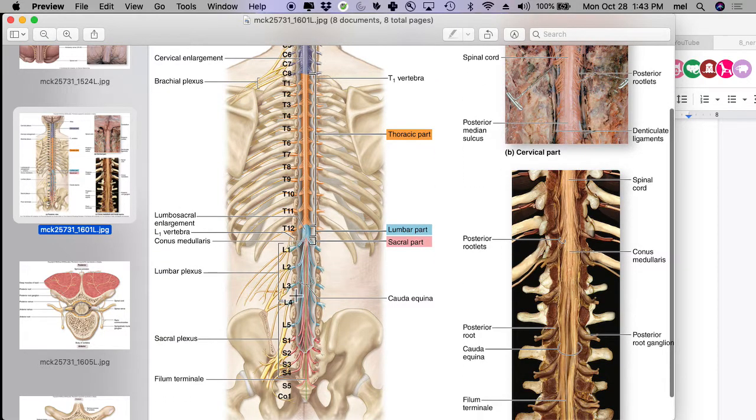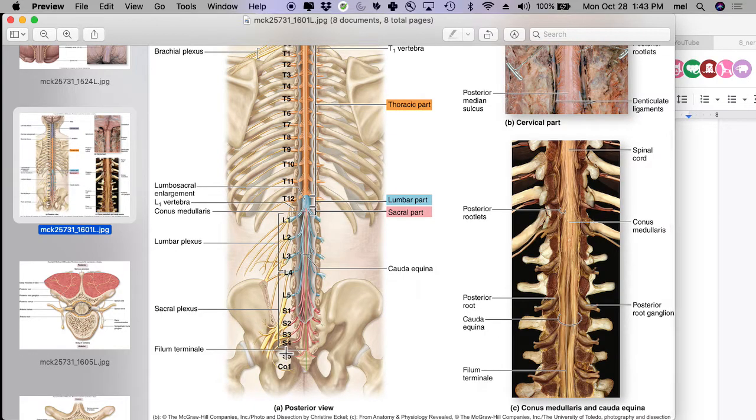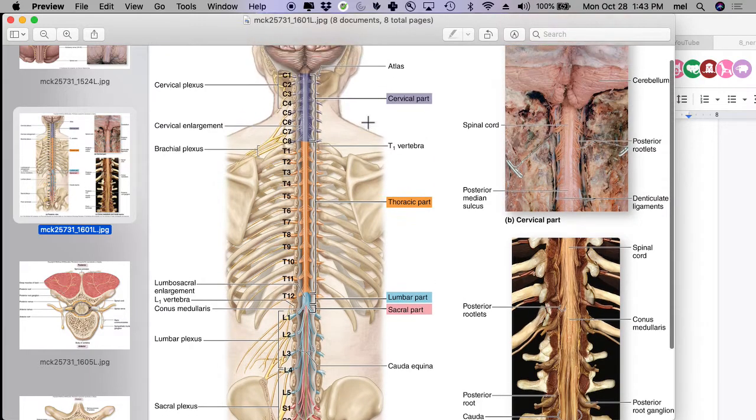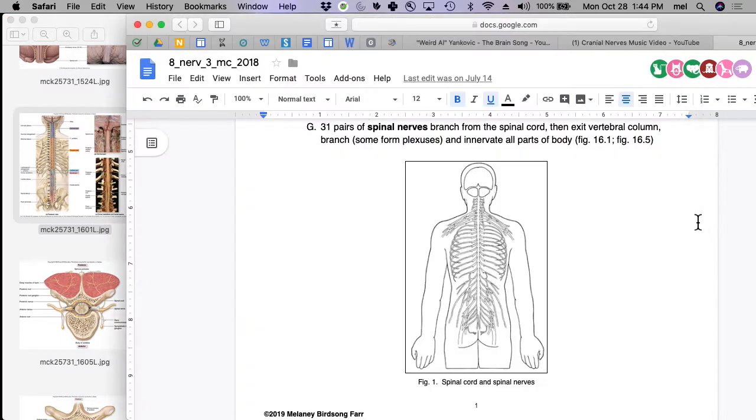The lumbar ones do most of the thigh. The sacral ones do the groin and the rest of the leg. Just an oversimplification. Good? Okay, and there's exceptions to each of those, but just a big picture, okay? Everybody good? Okay, so let's look at the gross anatomical structures of the spinal cord just to get into the big picture of it.